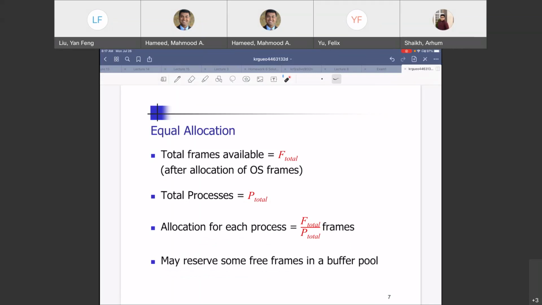Equal allocation scheme is pretty simple. We are allocating physical frames in the physical memory to processes that the CPU is currently working on. In equal allocation, if you have 10 active programs and 100 frames available, each one gets 10 frames. Equal.